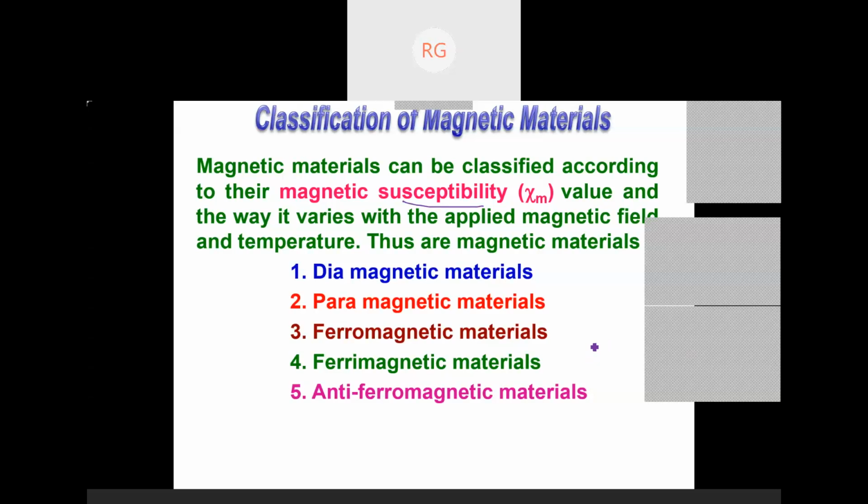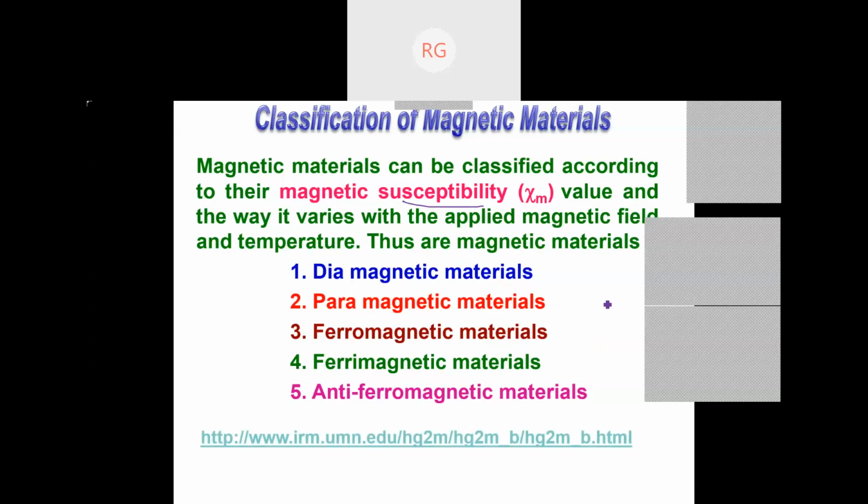So let's try to find out some more applications by yourself, but we'll continue our class to see each of these five different types of magnetic materials. So the next slide is, and if you want to find a more detailed explanation of these magnetic materials, please visit this website, all of you. This website gives you more details about some of these magnetic materials.